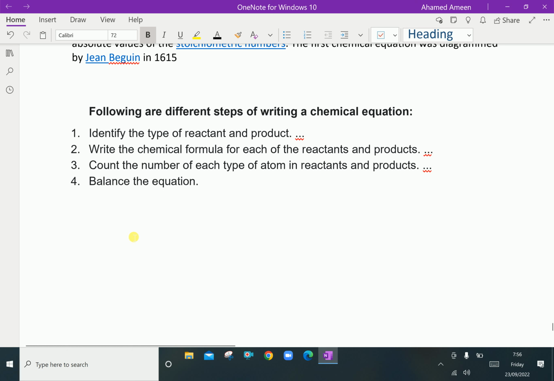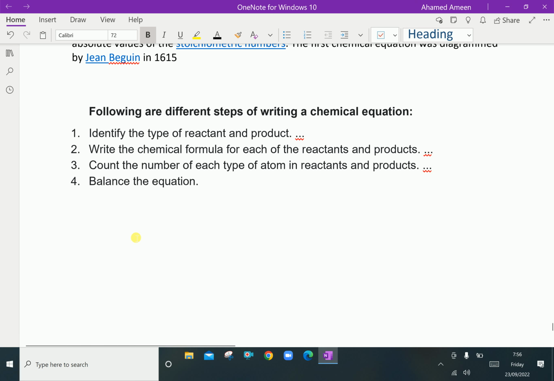You know that symbols represent elements and formulas represent compounds. In the same way, equations are used to represent chemical reactions. A correctly written chemical equation shows the chemical formulas and relative amounts of all reactants and products. Constructing a chemical equation usually begins with writing a word equation. First of all, you have to write a word equation, convert it into symbols and formulas, then balance it.